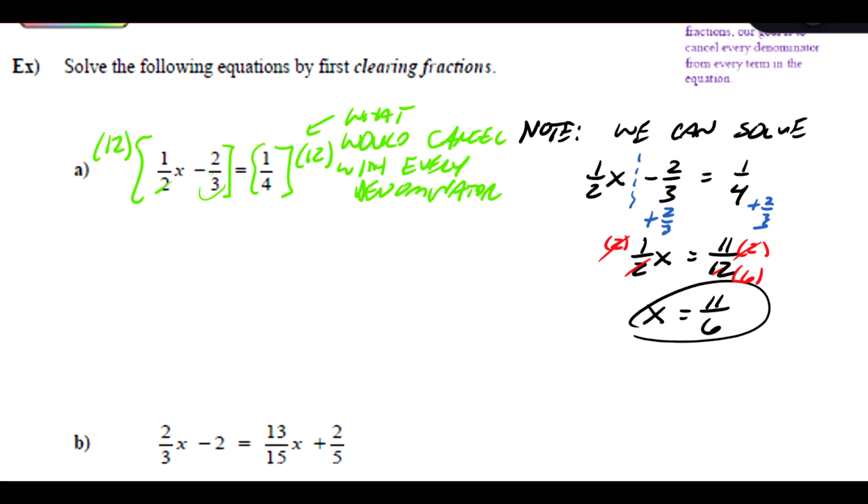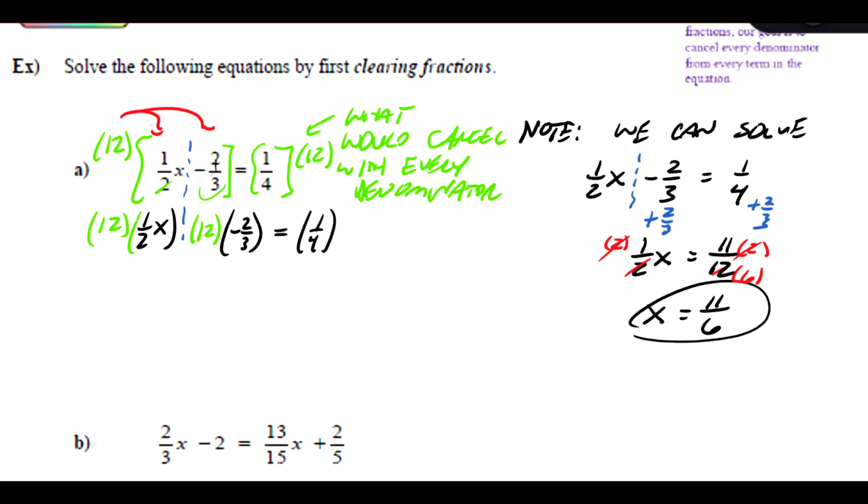So here's what it would look like. In the first side on the left, I have 2 terms. So I know I need to distribute 12 in order to multiply that whole side. So I have a factor of 12, and I'm multiplying it by the 1/2 x. The second term, I have a factor of 12, and I'm going to multiply that by the negative 2/3. And on the right side, I got the 1/4, and I'm going to multiply that by a factor of 12. So I wrote all this down so I can keep looking at each term and then manipulate.